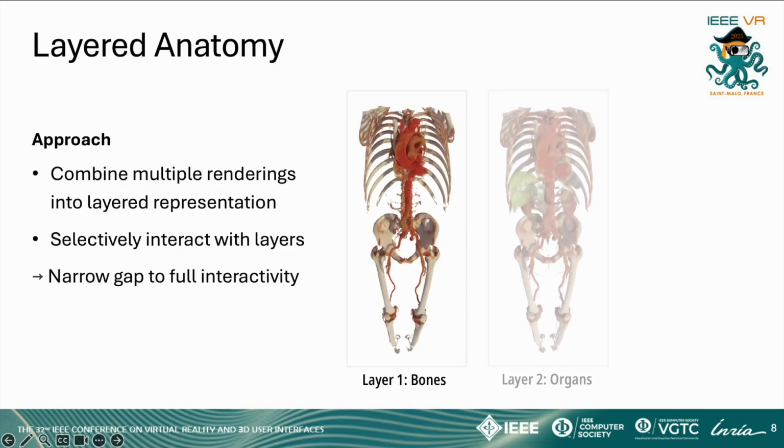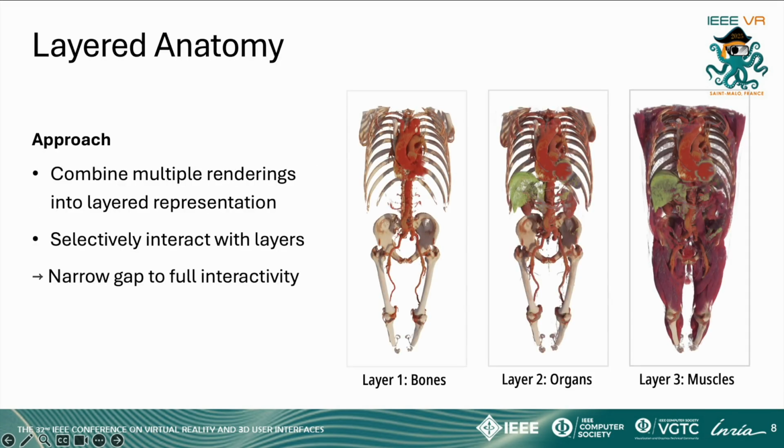To address this, we introduce multi-layer Gaussian splatting. Instead of a single static model, we train multiple layers corresponding to different anatomical structures. This allows selective interaction with different layers, moving closer to the interactivity of real-time rendering. Let's say we render 3 layers, bones, organs, and muscles, as seen on the right.